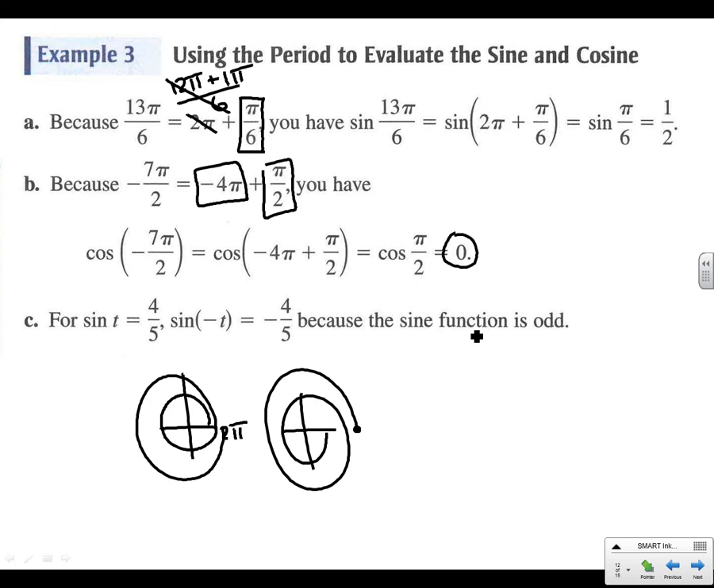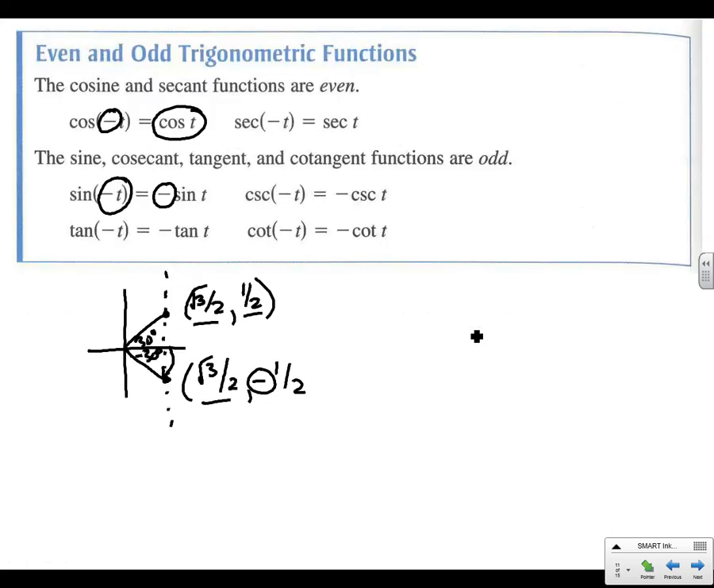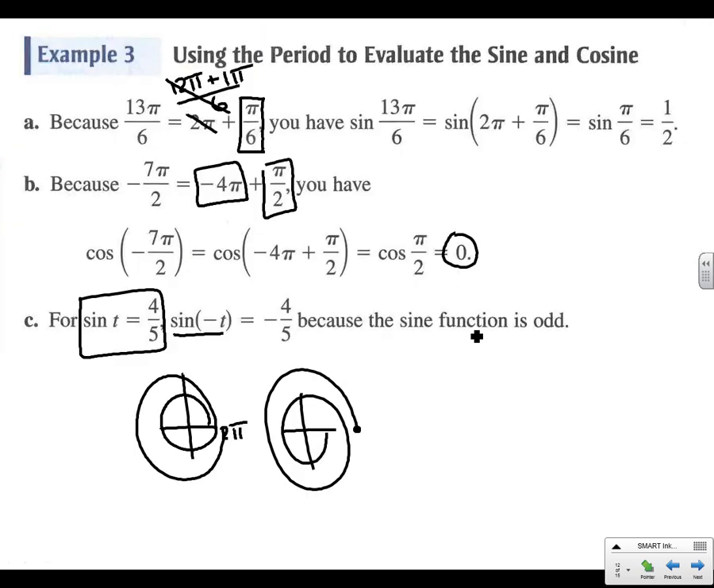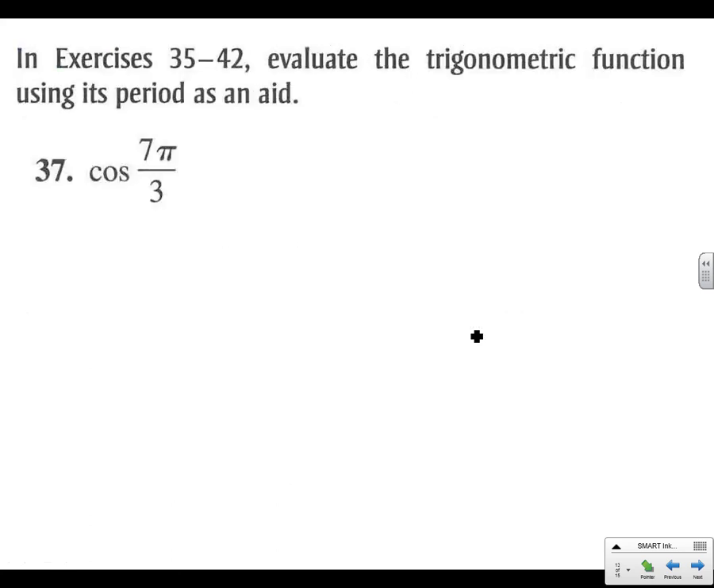And lastly here, if we know that sine of t is 4/5, what's the sine of negative t? Go back to our last piece of information. We're going to throw a negative in the front. So if our answer before was positive 4/5, now our answer is going to be negative 4/5. So use the same thinking here. Tell me what the answer is for cosine of 7 pi over 3.